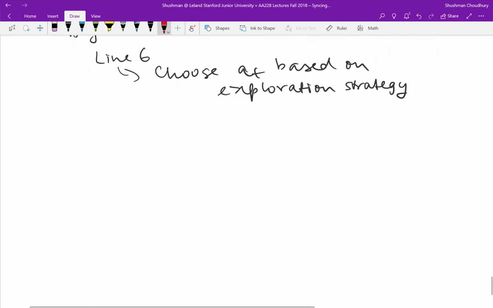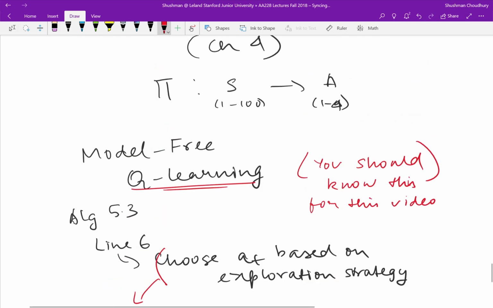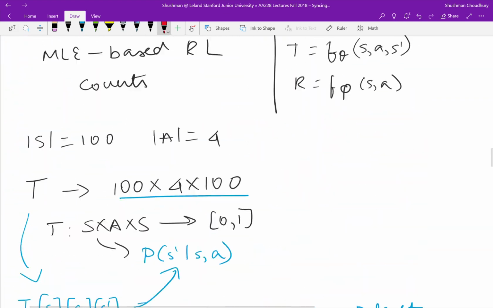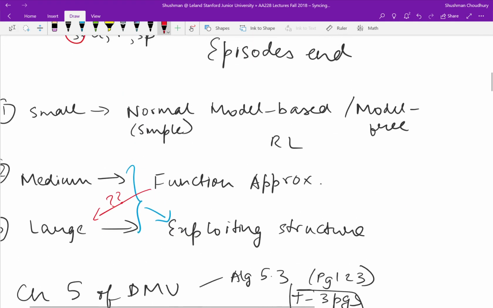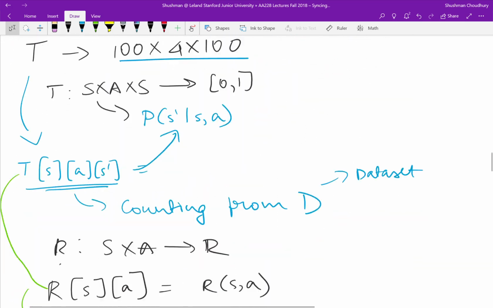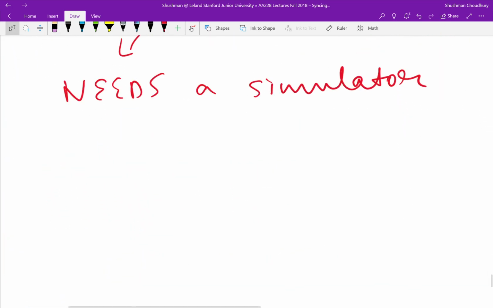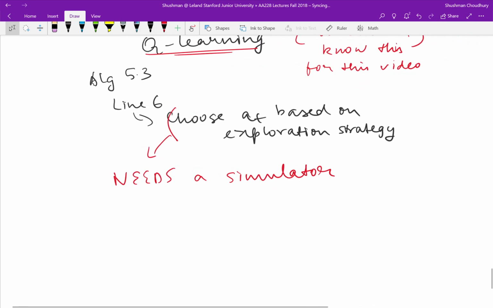But this needs a simulator. And this brings us back to the point I was discussing earlier. Let's see if I can find this again. Yeah, this idea of a simulator. So we don't have that. You've just been given a batch of data and you have to figure out what to do. Let me zoom out there. We don't have that here.